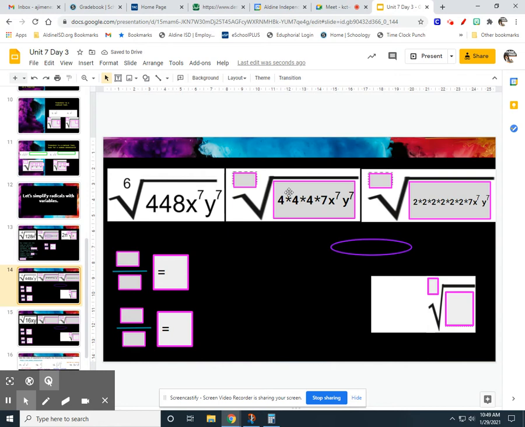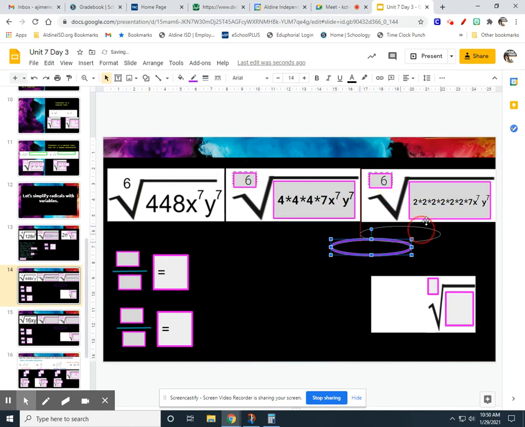Okay, let's practice some more. So I went ahead and reduced it 4 times 4 times 4 times 7. And then I converted all those 4s into 2 times 2. The index is 6. So I need 6 of the same. 1, 2, 3, 4, 5, 6.